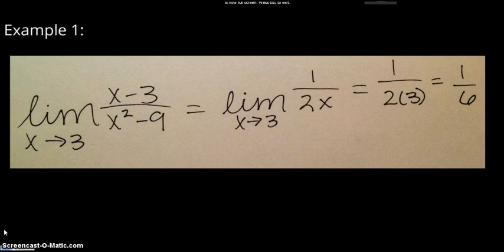Example 1. The limit as x approaches 3 of x minus 3 over x squared minus 9. What you want to do is take the derivative of the top, which would be 1, and the derivative of the bottom, which would be 2x. Plug in your x value, which is 3, and you get 1/6, just like the problem before. However, you don't have to factor, which is nice.